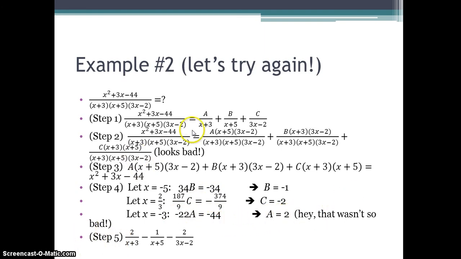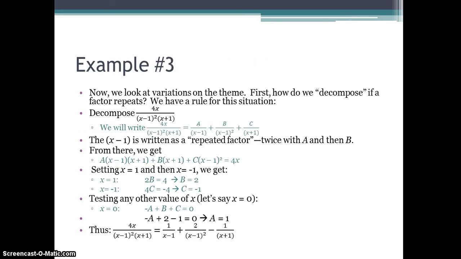And step 5, we plug a, b, and c back in and find that this wonderful fraction decomposes to 2 over x plus 3 minus 1 over x plus 5 minus 2 over 3x minus 2. It's pretty amazing how you can get that to simplify so well. So let's look at some variations on the theme.